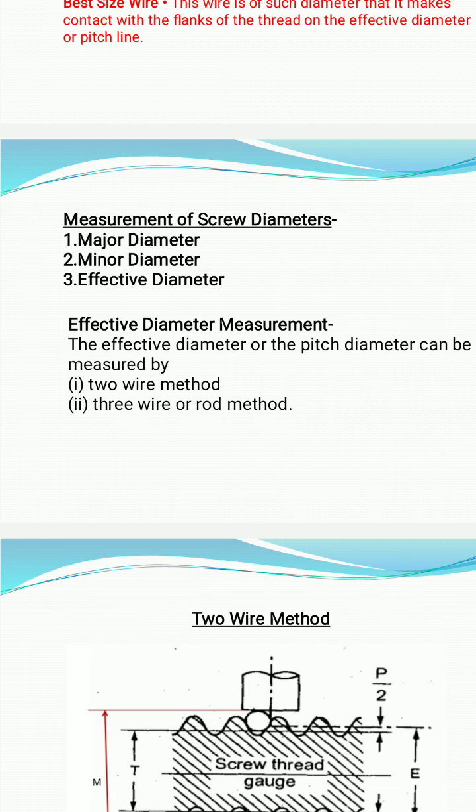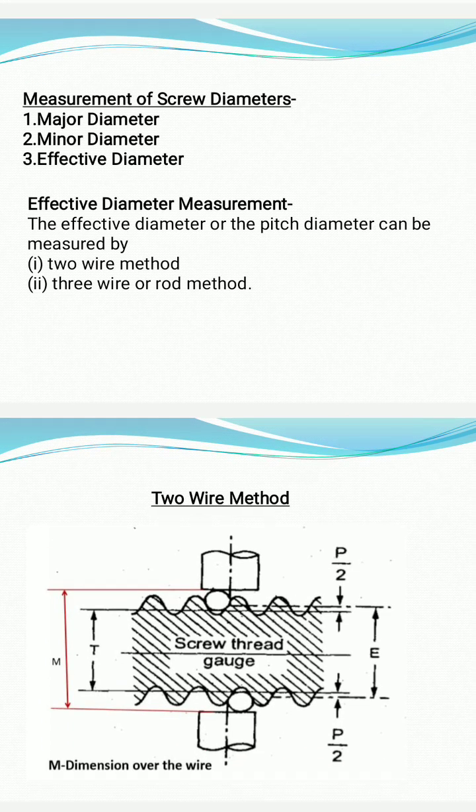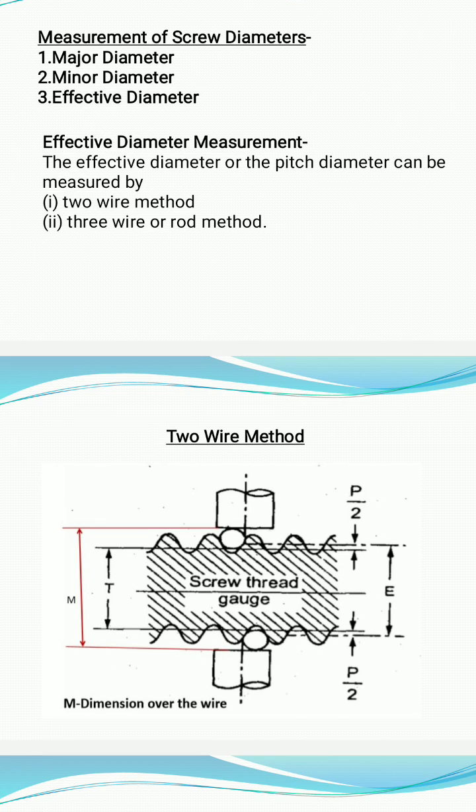As I said just now, effective diameter is the diameter which lies on the pitch line. Effective diameter is also called the pitch diameter. It can be measured by two methods: the two-wire method or the three-wire method. If two wires are used for measuring the diameter, it is called the two-wire method, and if three wires are used, it is called the three-wire method.